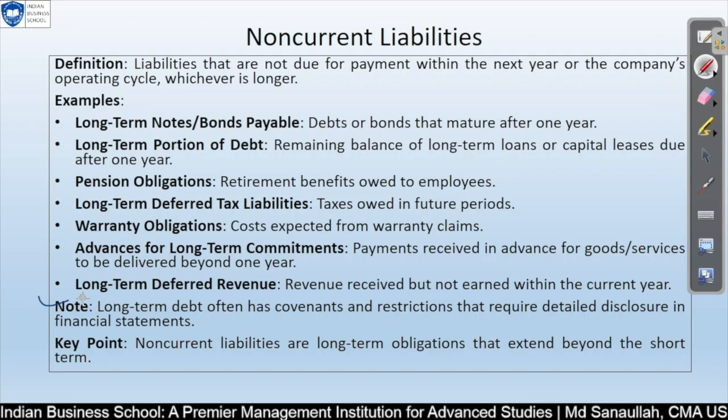If you talk about notes, long-term debt often has covenants and restrictions. With the help of restrictions only, you are holding them for more than 1 year. Otherwise, with a liability, everybody wants to receive their funds as soon as possible. But you are holding your client, or the person who is giving you cash or some service, and that is due for more than 1 year. So that will be restricted based on some kind of rule or restriction.